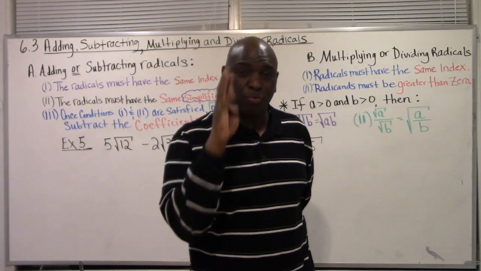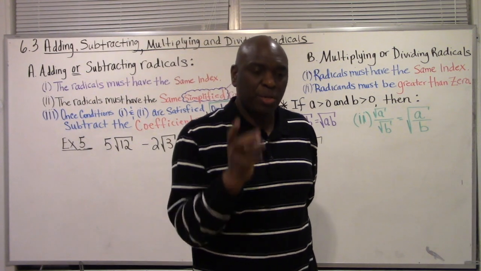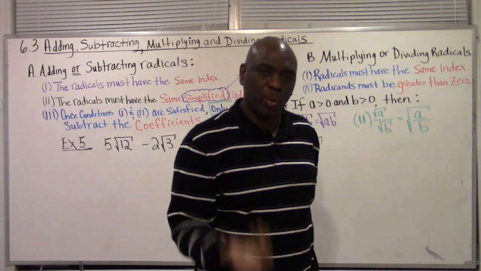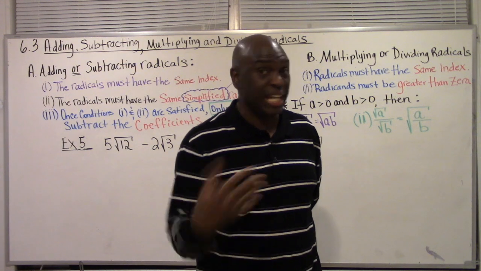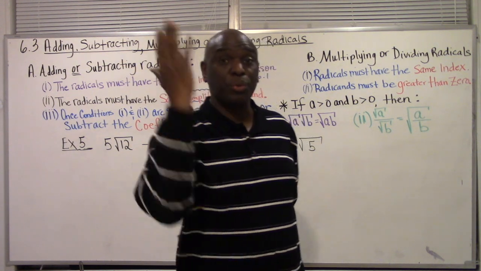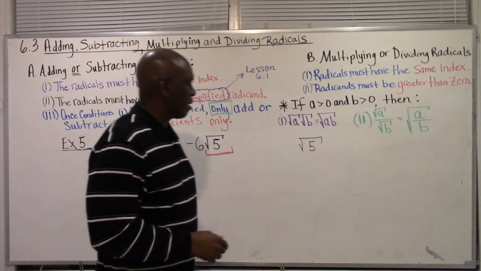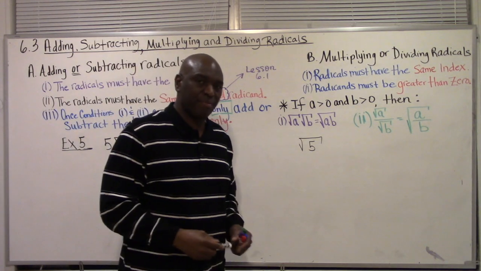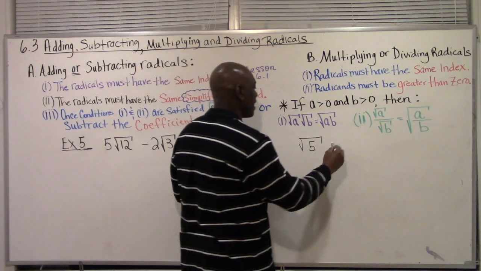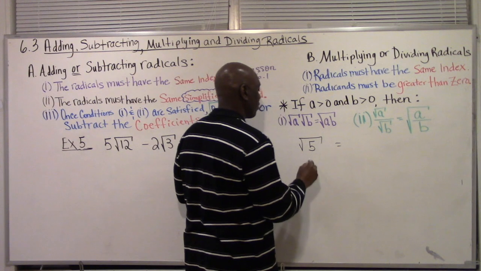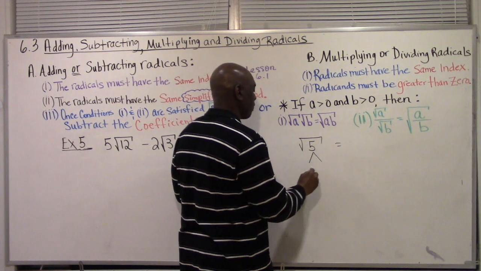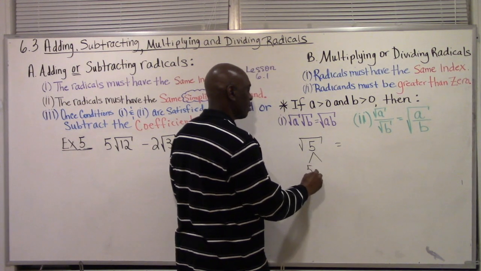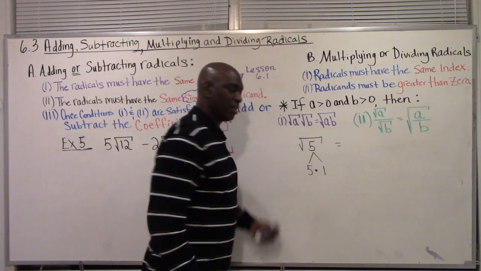Now, back in lesson 6.1, we taught you how to simplify, how to break down the square root. It was point number 4, 6.1. We taught you how to break down a square root, a cube root, any root. The nth root, how to break it down. All right, let's break down 5, for example. So the square root of 5 equals, let's break down 5. This is going to be simply 5 times 1. That's it.